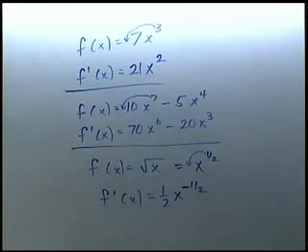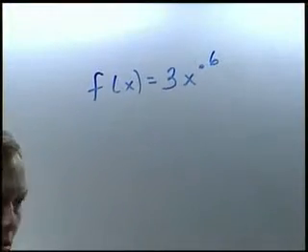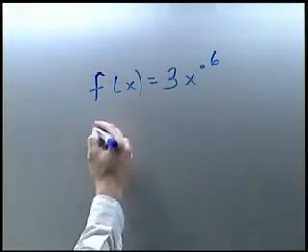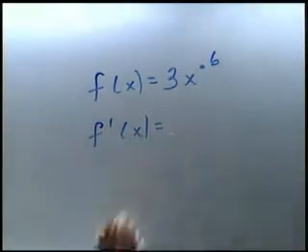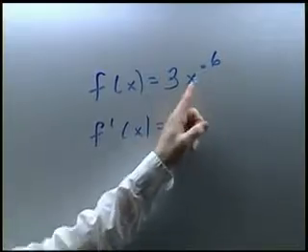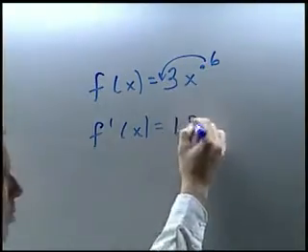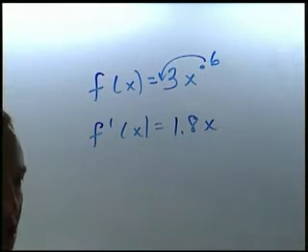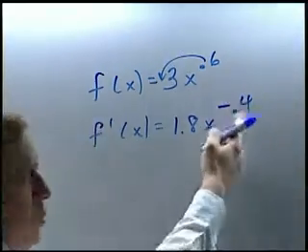Another example. What if I give you the function 3 times x to the 0.6? Again, this works the same way. What is the derivative function for this particular equation? Okay, well, what's the first step that I need to do? 3 times 0.6, right. The 0.6 comes out front. I multiply it times 3. What is that? 1.8. And then what happens to the power of 0.6? Decreases by a full unit. And so what's 0.6 minus 1? Negative 0.4. Right.